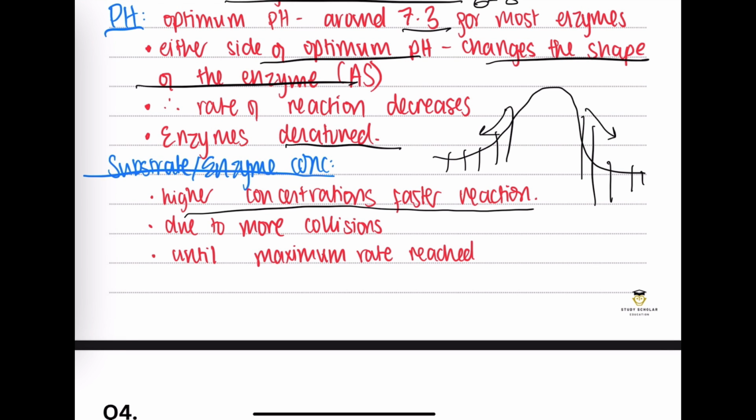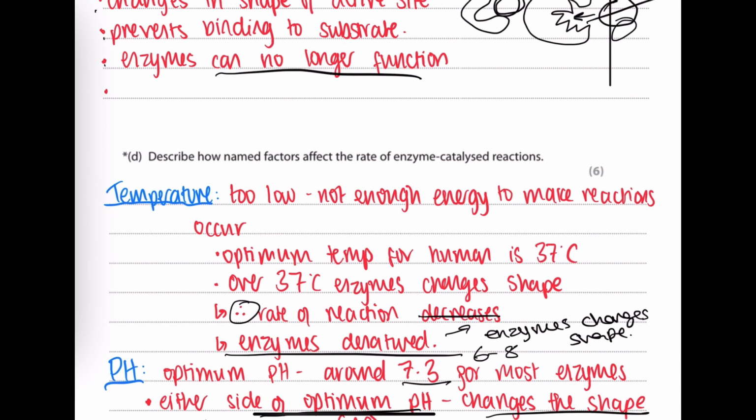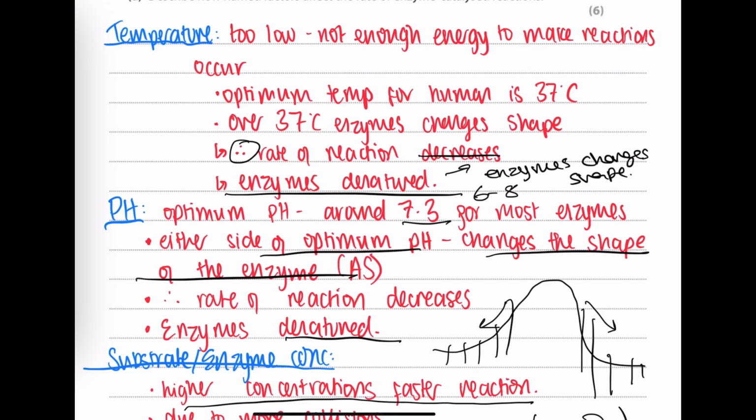So substrate and enzyme concentration. Higher concentration equals faster reaction, and this is due to more collisions. They're more likely to collide with each other since there are more of them in a certain amount of space. Because it's more likely for them to collide, there are more collisions, meaning a higher rate of reaction. And this is until the maximum rate has been reached, because there's only a limited amount that you can get. This is exactly the same in chemistry. It's exactly the same in physics. So it's worthwhile to learn these.